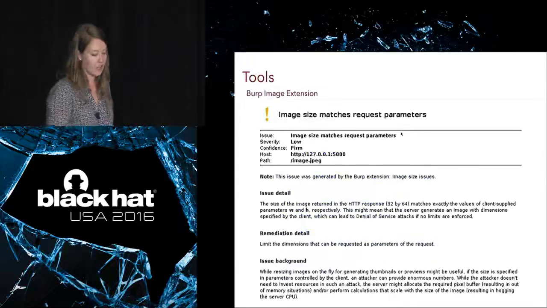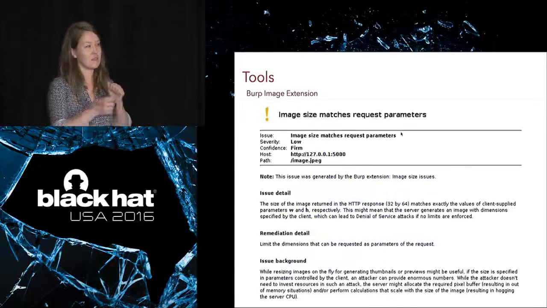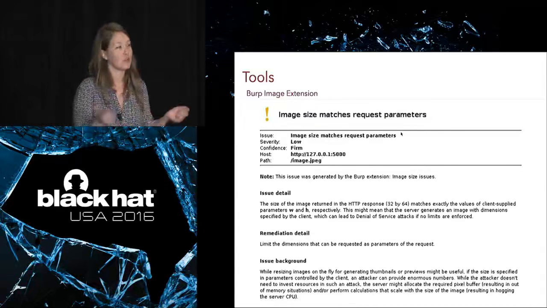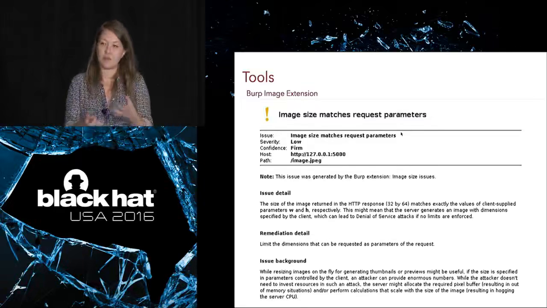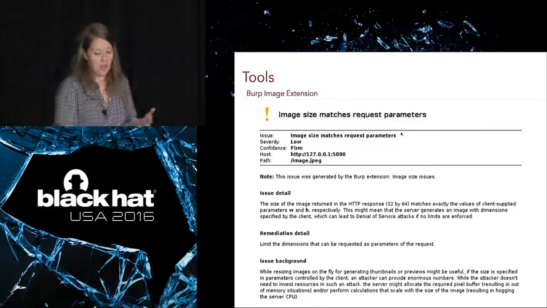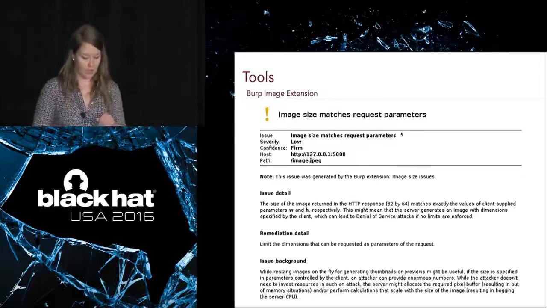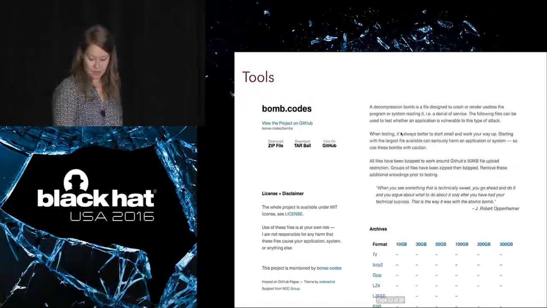In addition to that, you've got the Burp image extension. A lot of web applications are now allowing users to modify image sizes using request parameters, and that is a potential vector for denial of service as well. So this extension will alert the pen tester to that, and then you can ensure that they've got the proper mitigations put into place to prevent a DoS.